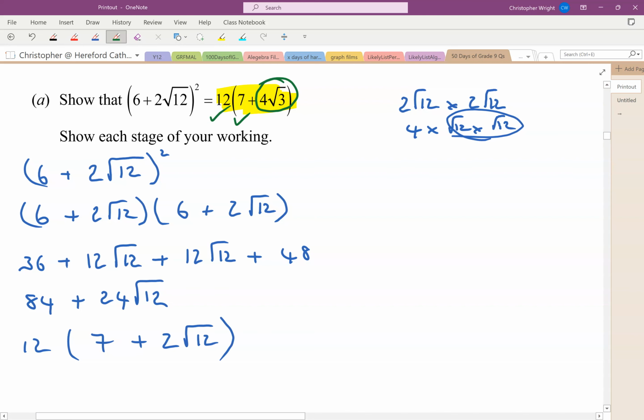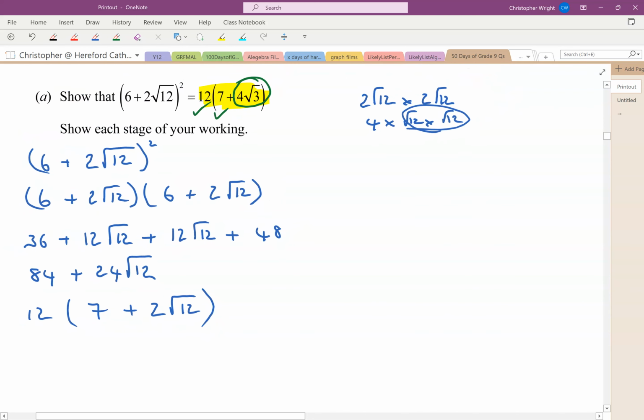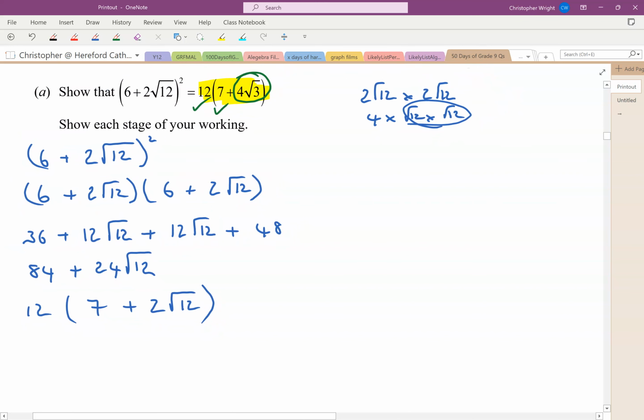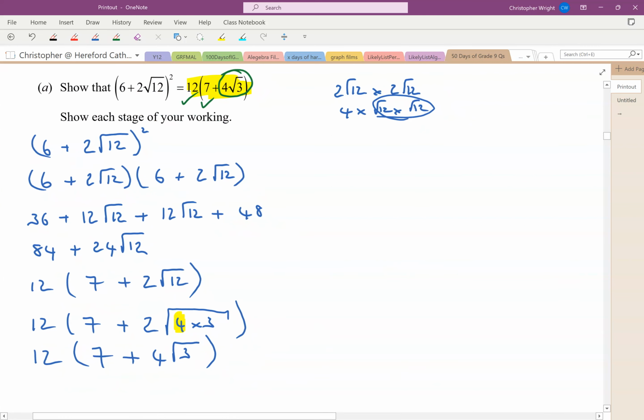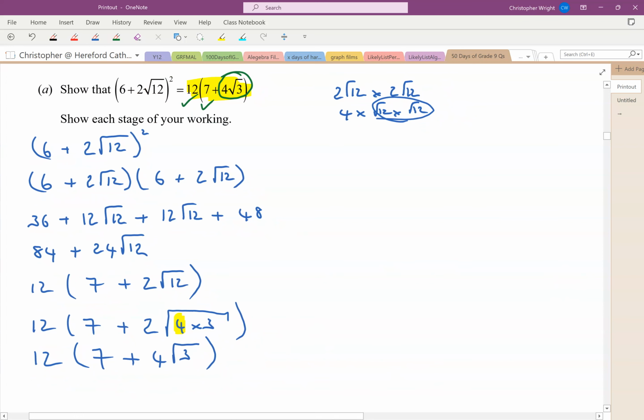How am I going to get that? Wait a second, I can simplify this root 12. Okay, let me show you how, in case you're not there already. It's going to be 7 plus, now 2 times, well, root 12 is root 4 times 3. And so you can write that as 12 lots of 7 plus. Now you can take that 4 out of the square root and square root it. So it ends up as a 2. So outside the square root, you'll have 2 times 2 is 4. And inside the square root, you'll have just 3. So there you go. I have shown that the left-hand side is equal to the right-hand side.